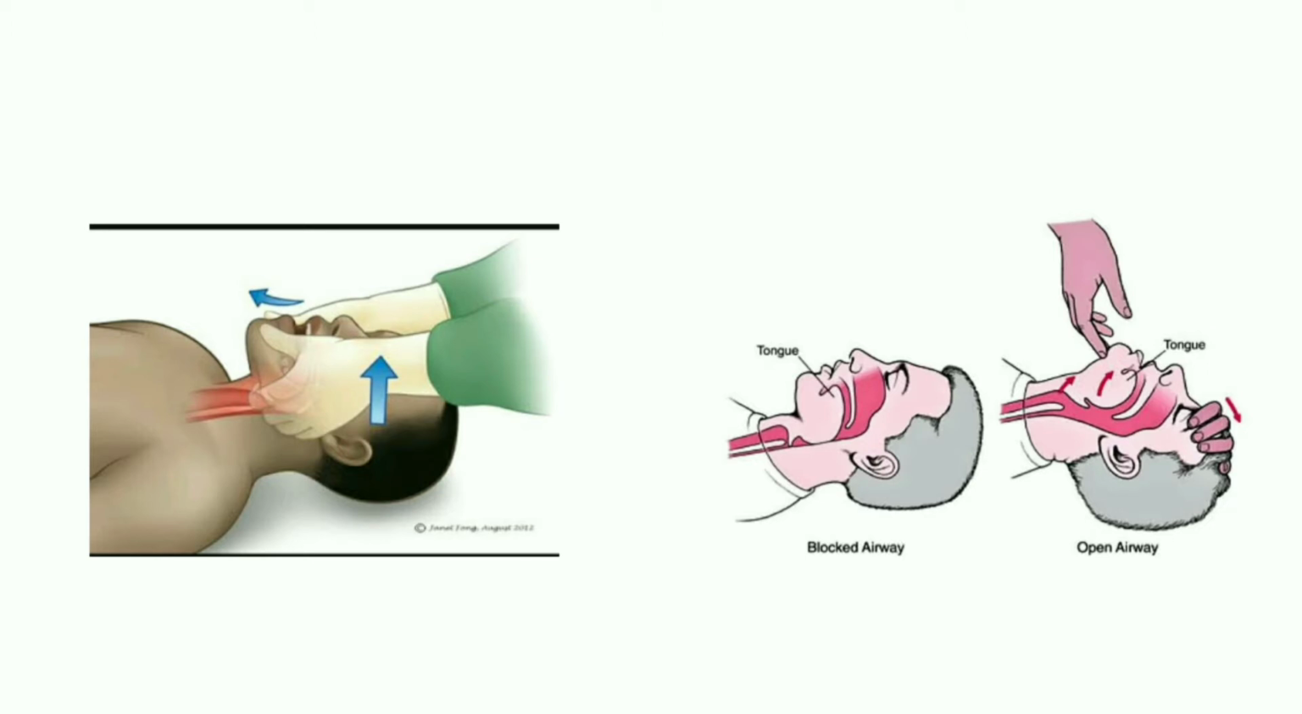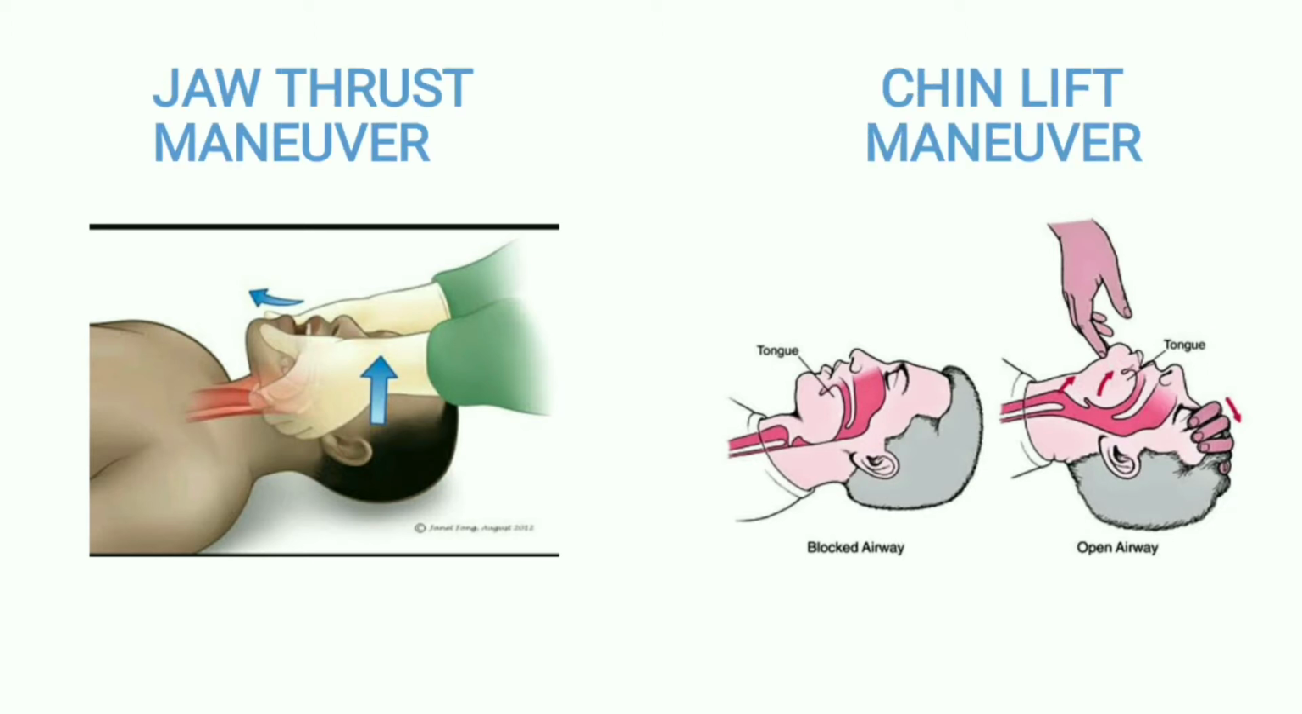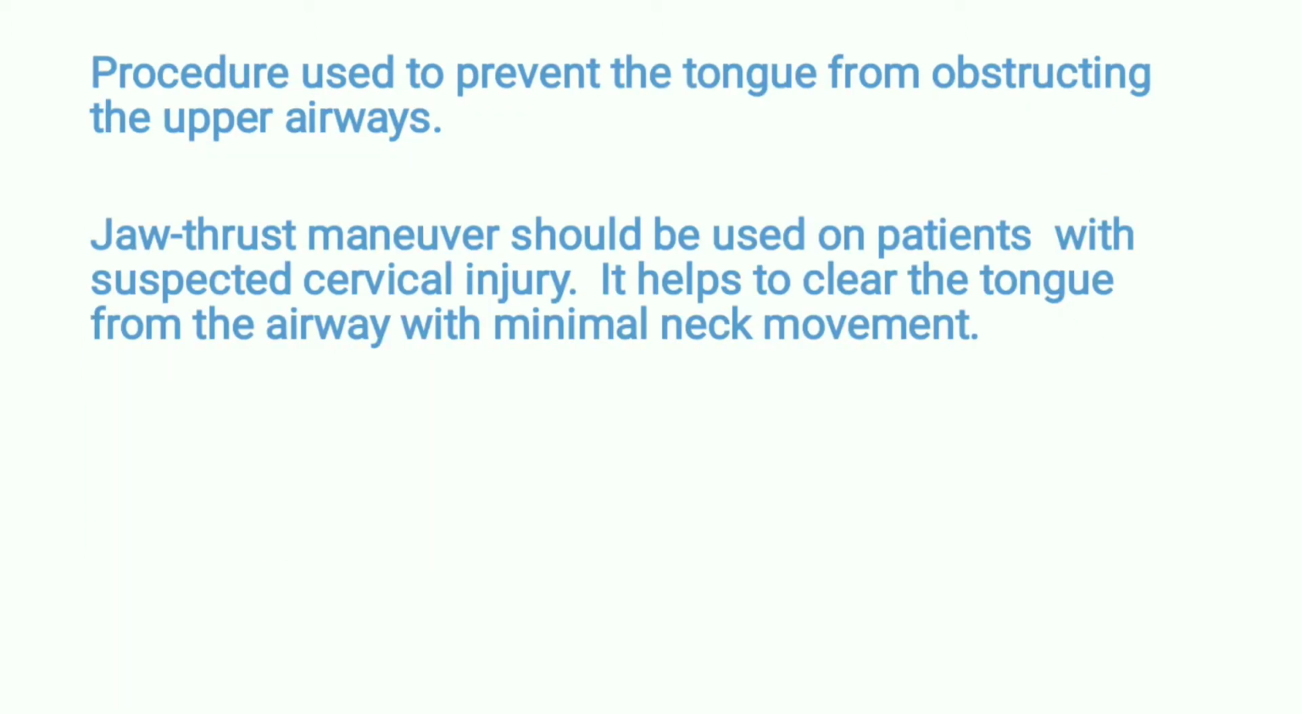Which maneuver is demonstrated here? Right answer is jaw thrust maneuver and chin lift maneuver. The left one is jaw thrust maneuver and the right one is chin lift maneuver. These are the maneuvers used to prevent the tongue from obstructing the upper airway. We perform this in unconscious patients, and in traumatically and critically ill patients whose airway is compromised.